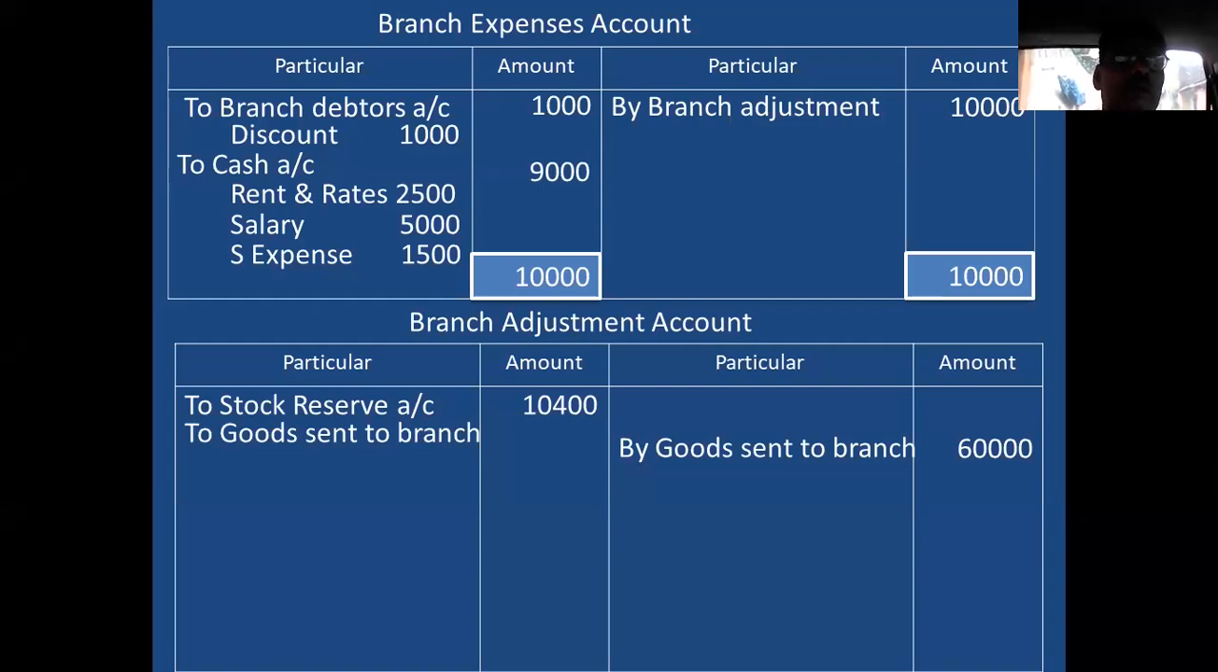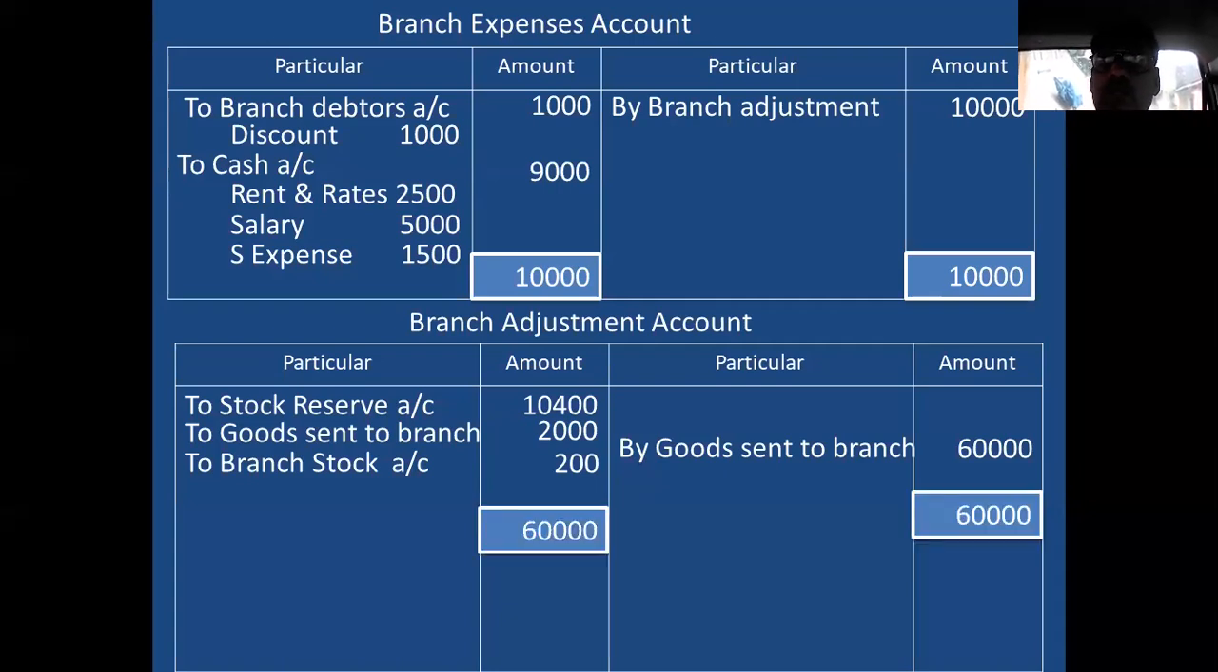Then next is goods sent to branch, that is return. Loading on return is 2,000. 10,000 is the return to head office. On 10,000, 2,000 is loading. 52,000 is the closing stock. On 52,000 closing stock, you take 1/5. 25 divided by 100. That is 10,400. Okay. Then third is loading on deficit or defective goods. To branch stock account 200. 1,000 is the deficit or defective item. So on 1,000, 1/5, 200.